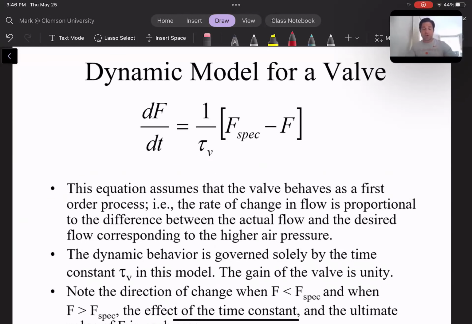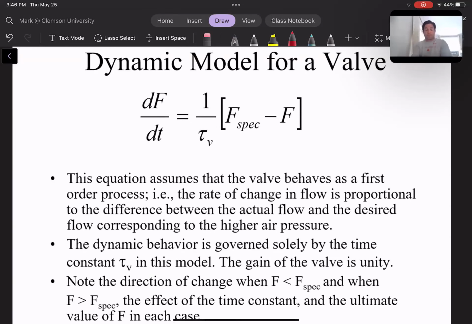So control valves can generally be modeled as first order processes, and the equation for a first order process is shown here. For a first order process, the rate of change of the flow, given in this first term, is equal to 1 over the time constant times the difference between the specified flow rate and the actual flow rate. This specified flow rate could be user specified, or it could be controller specified. We can consider a couple of cases, and we'll look at one on the next slide.